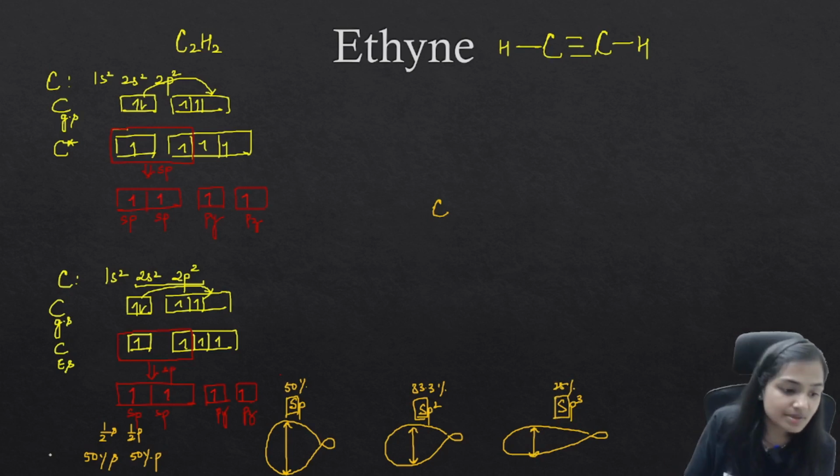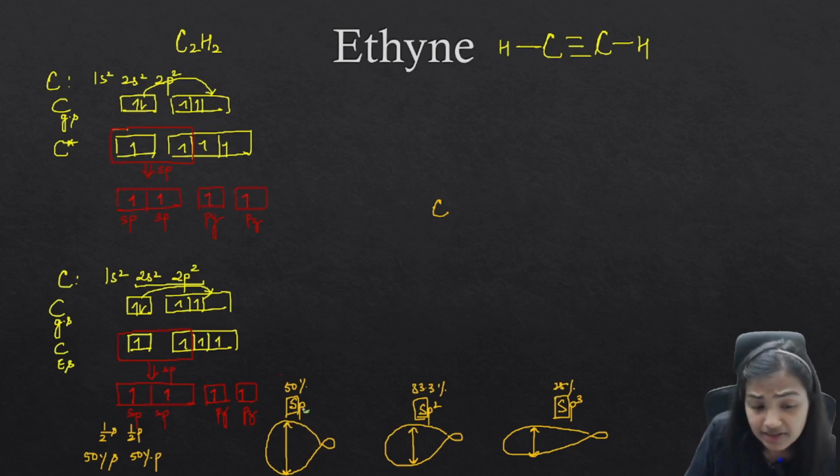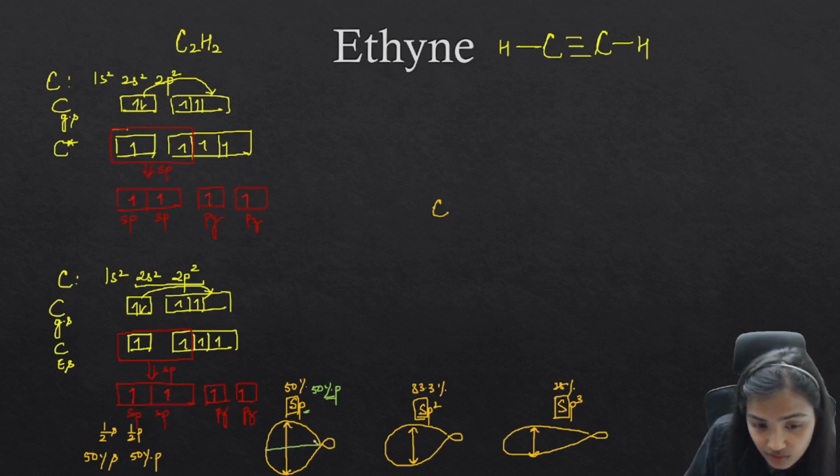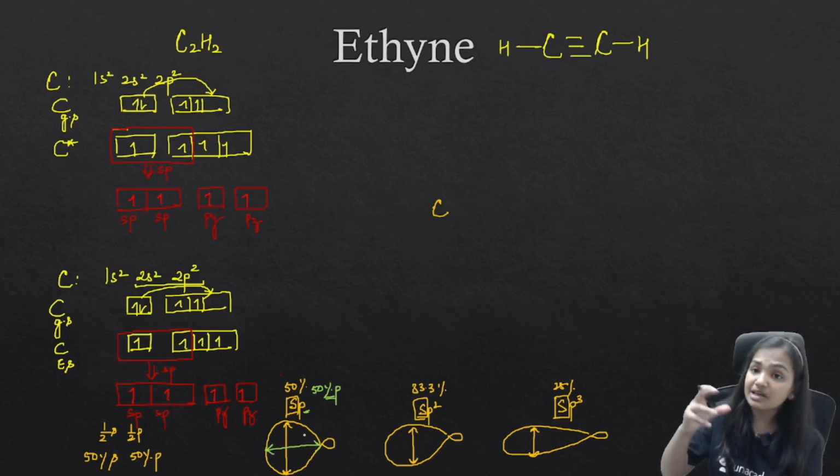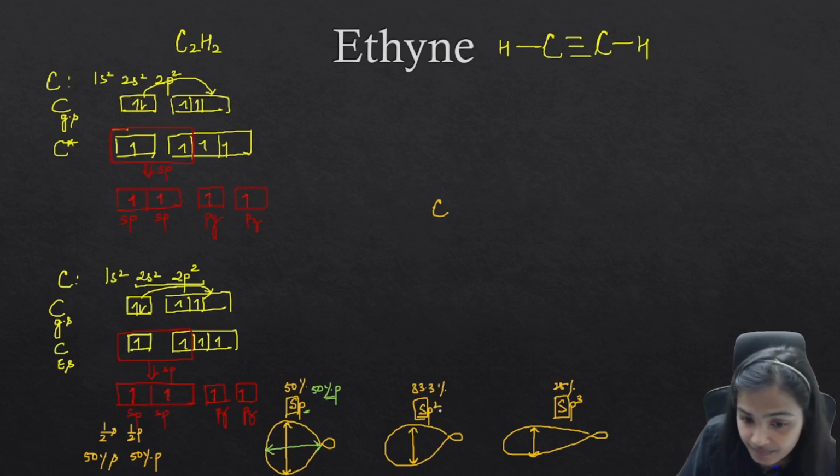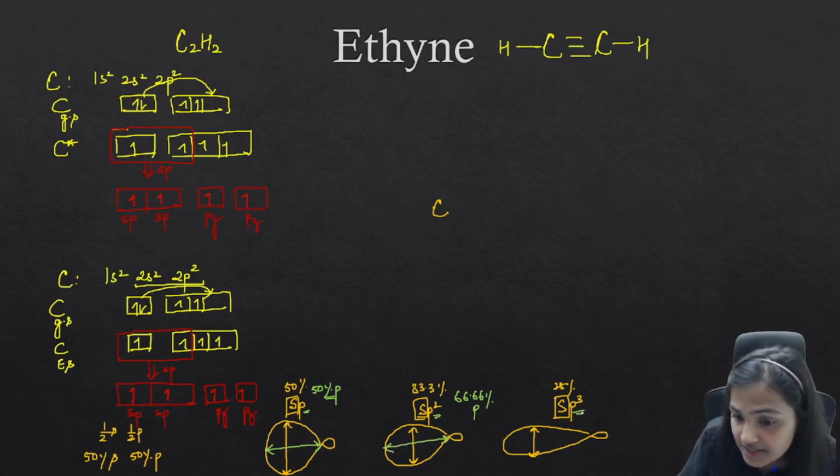Now you would ask me, ma'am, what happens with the p character? If you look at the p character, here we have 50% p character. The p character tells you about the length of the lobe. You know na, p orbital is basically dumbbell shaped, so it's the length of the orbital. Now here we have 66.66% p character, so the p character is increasing, and that's how the length is increasing. Now here the p character is 75%, increased further from 66, so the length increases more and more.